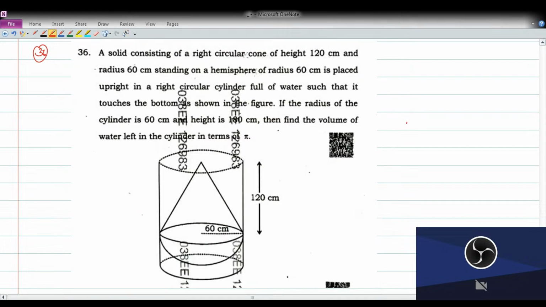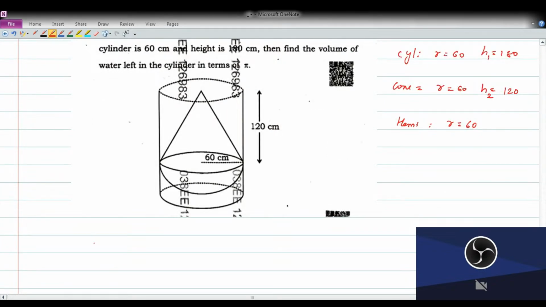Look at this. For the cylinder, radius is 60 and height is 180, so I will take it as H1. Then for the cone, I need the volume. What is the formula for the volume of the cone? That is 1/3 pi r square h. Radius is 60 and H2 is given, that is 120, the height of the cone. Then the hemisphere: radius will be 60. Since all the radii are 60, there is no need to take R1 and R2.